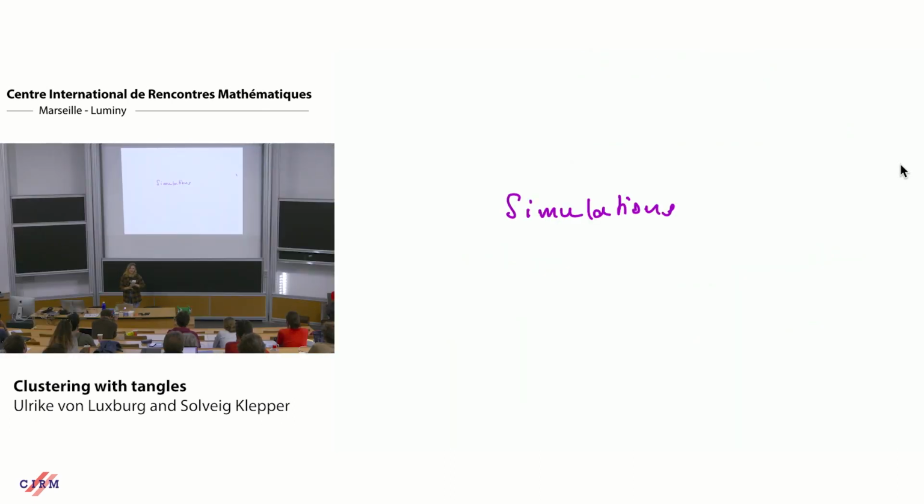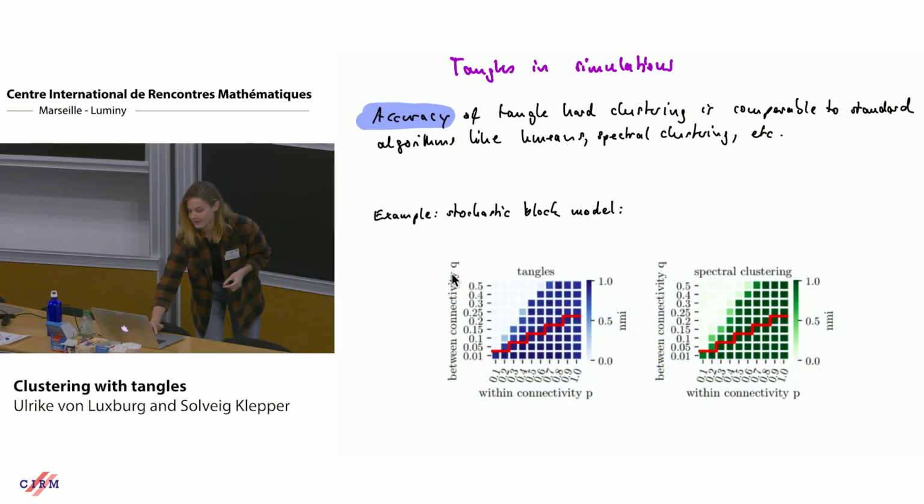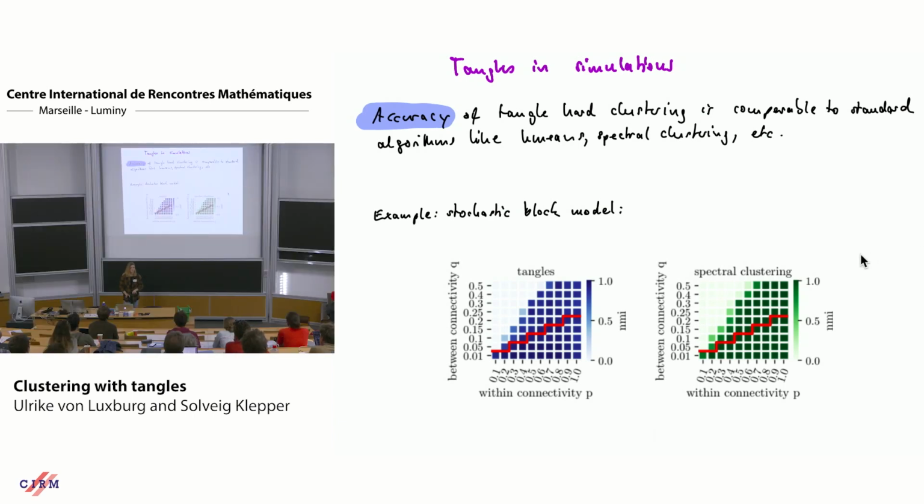So we like tangles because they have many good properties, and we did a lot of simulations to verify that. And I want to show some experiments on simulated data. The first is the stochastic block model. I think I don't have to explain that. We have the inner cluster connectivity P on the bottom, and between cluster connectivity on the left. We measure the performance by the normalized mutual information, and we compare it to spectral clustering in this setting. And we can see that we perform comparably on the simple task.